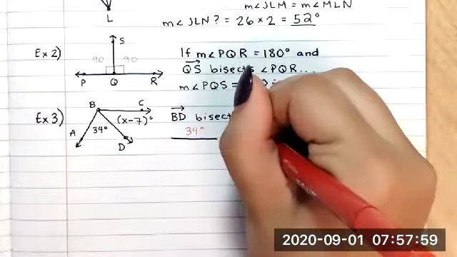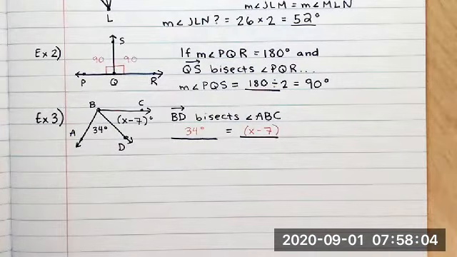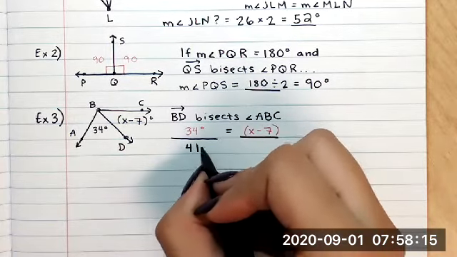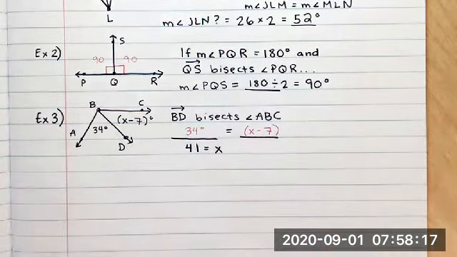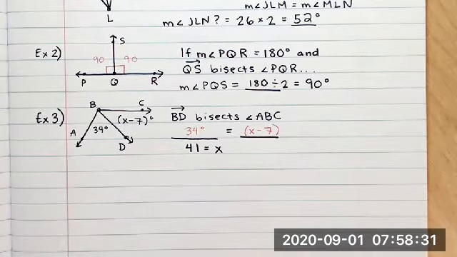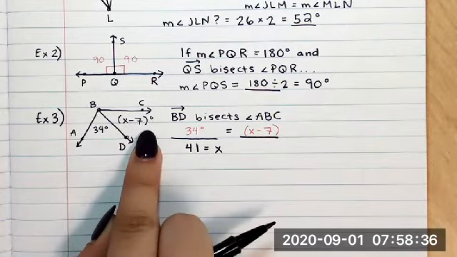So 34 equals x minus 7. And then all we have to do is solve that equation. Add 7 to both sides. And we get 41 equals x. And we can check: if I do 41 minus 7, I should get 34. These two should be equal. And that's all you have to do, is set the two sides equal to each other, and you're good to go.